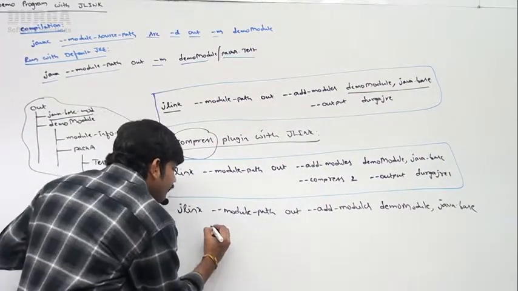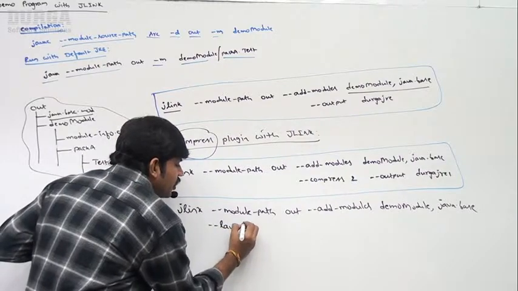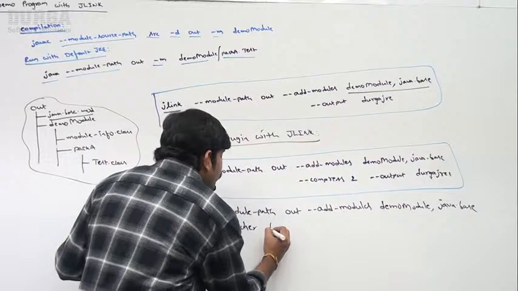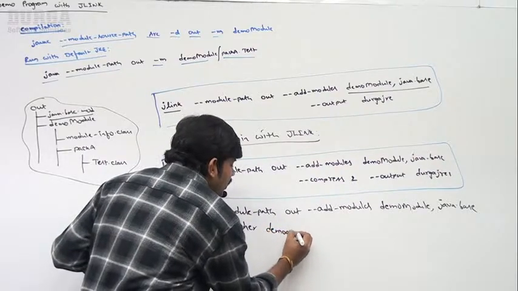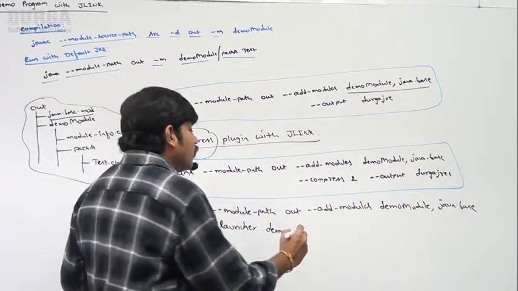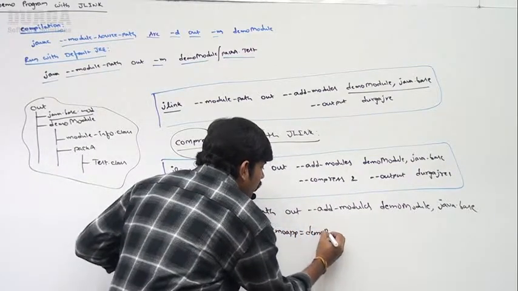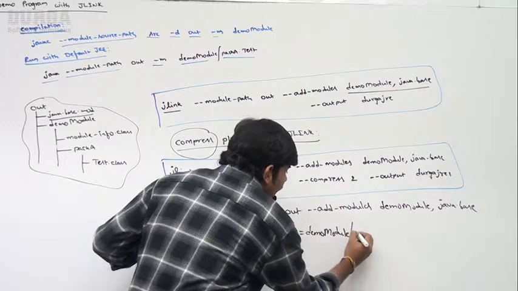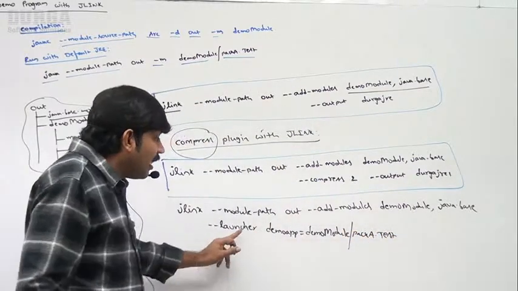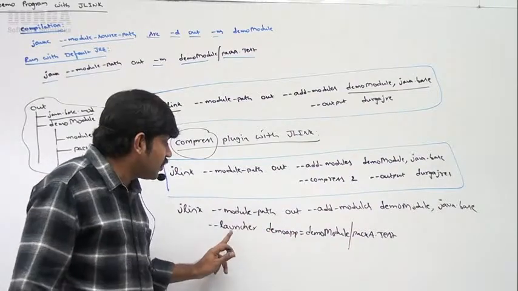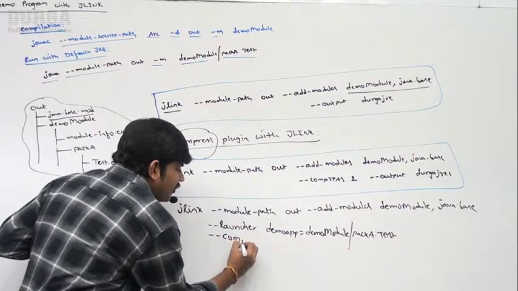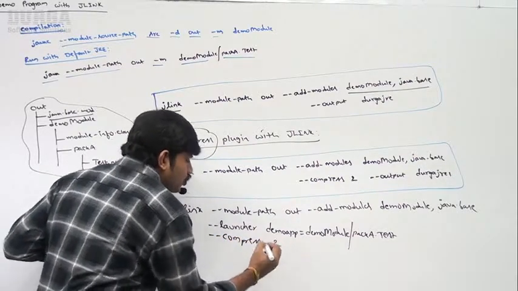Yes. Hyphen launcher. Next, what name do you want to take? Demo app. Whenever we are using demo app, which thing has to run? demo module/pack.a.test. This is the launcher option. Next, do you want the compress option or not? Yes, hyphen compress 2 I want.